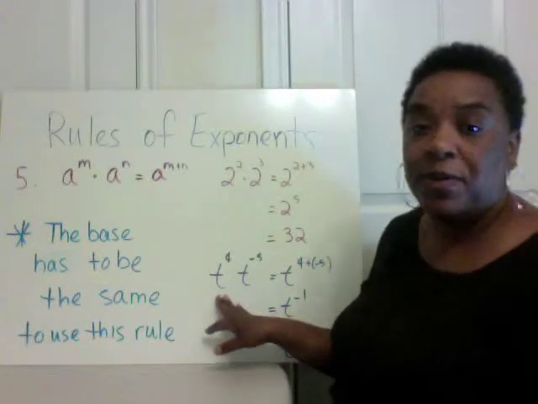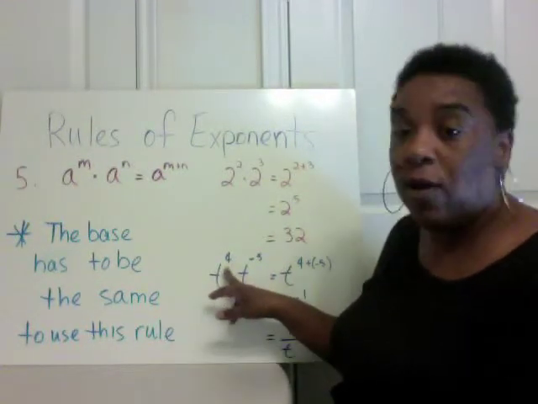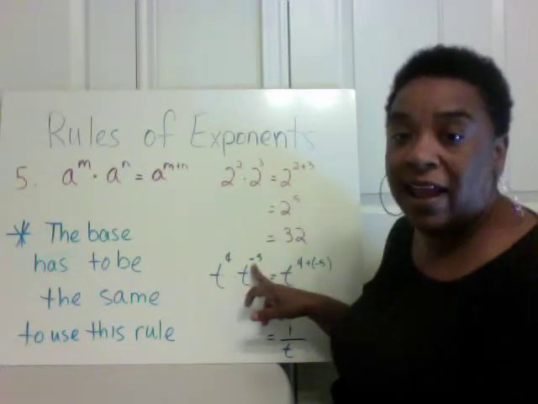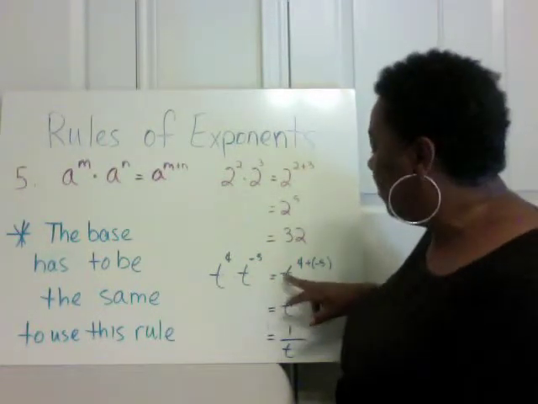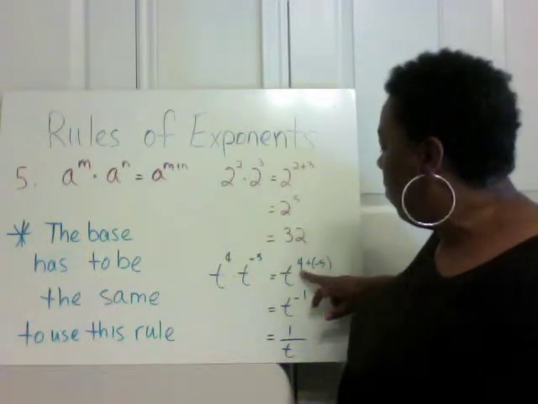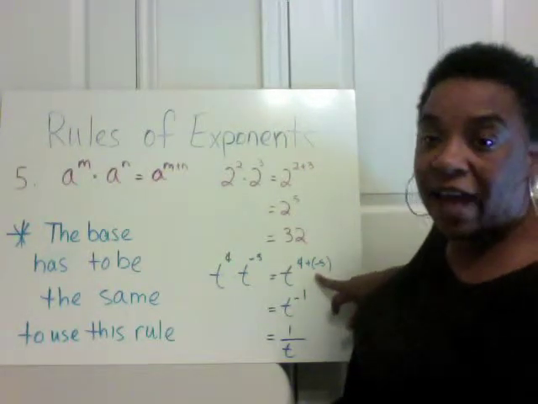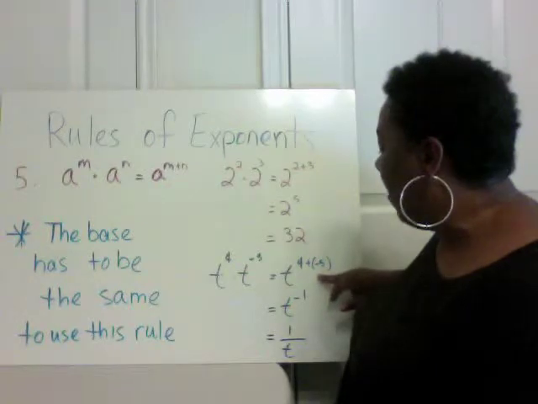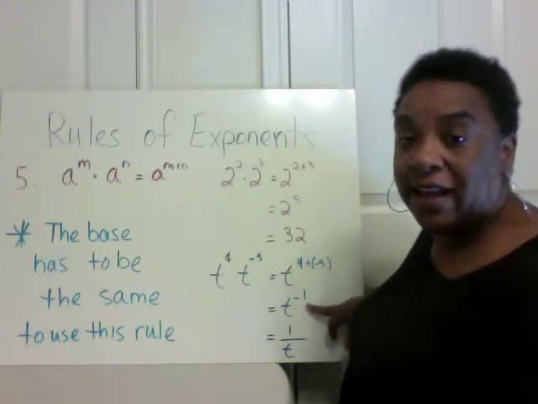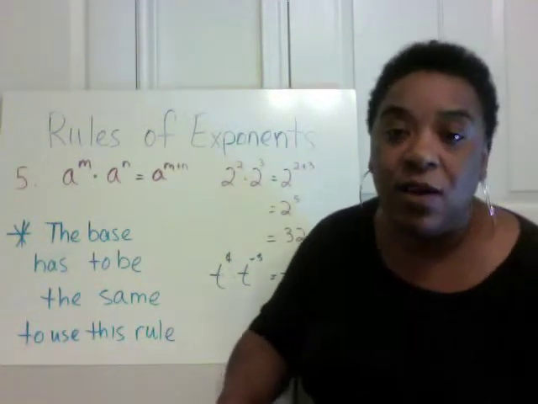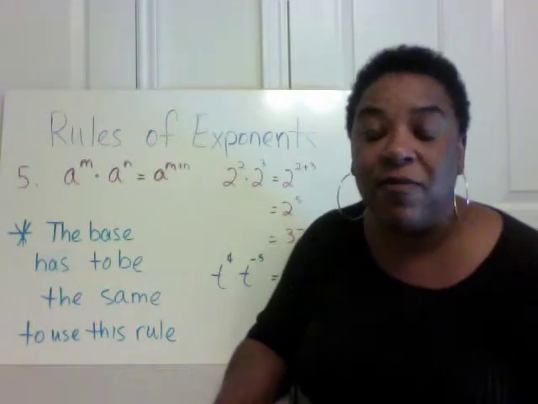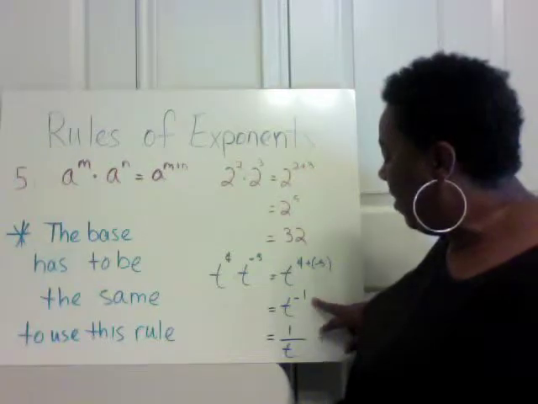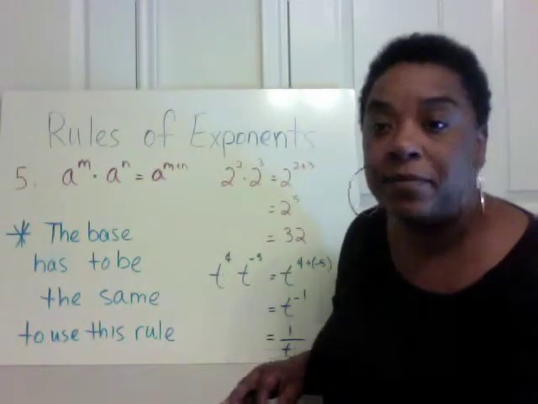This next example, I have t to the power of 4 times t to the power of negative 5. That gives us t to the power of 4 plus negative 5. When we add 4 plus negative 5, we get t to the power of negative 1. And we don't want to leave negative exponents in our final answer, so we will rewrite this t to the negative 1 as 1 over t.